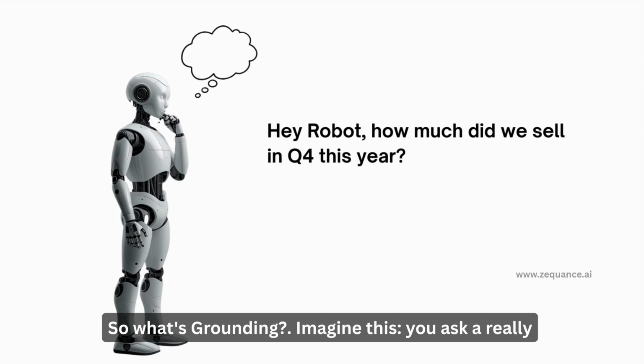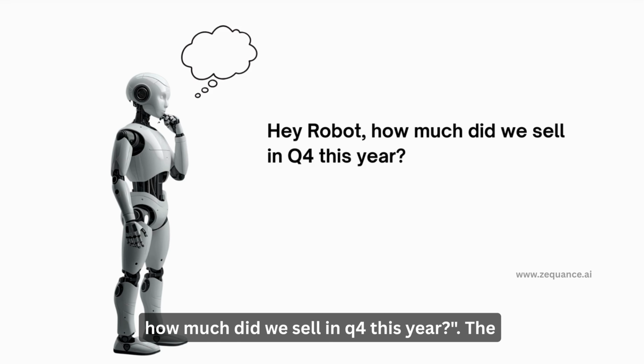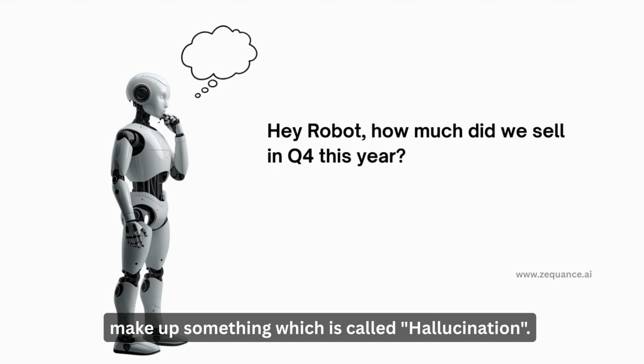So, what's grounding? Imagine this. You ask a really smart robot, "Hey robot, how much did we sell in Q4 this year?" The robot is super smart with language, but it doesn't actually know your company's data. So, it might make up something, which is called hallucination.